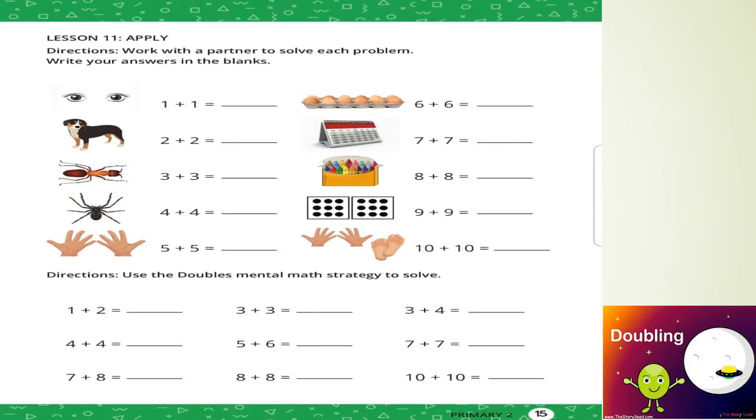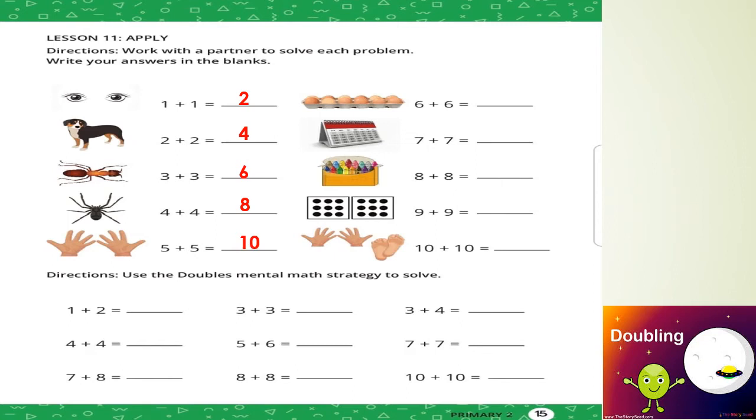Lesson 11, the apply part. Work with a partner to solve each problem. Write your answers in the blanks. As we said previously, doubles means adding the same numbers to itself. Like 1 plus 1 equals 2. 2 plus 2 equals 4. 3 plus 3 equals 6. 4 plus 4 equals 8. 5 plus 5 equals 10. You can complete the rest of the problems by yourself.